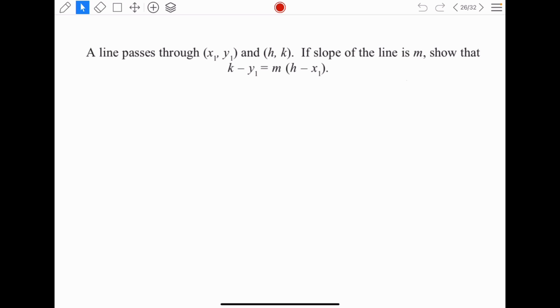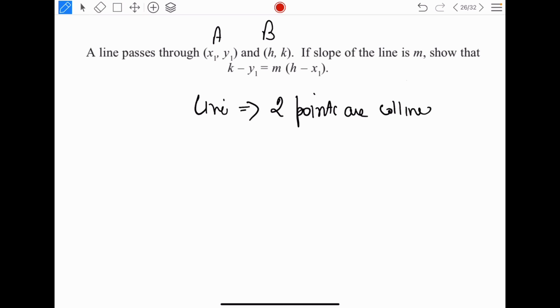Question. A line passes through 2 points, which you can take as A and B. If the slope of the line is m, show that k minus y1 is equal to m times h minus x1. Okay. How to do this? Line passing through 2 points means the 2 points are collinear, no? Then only the line will pass through 2 points. Points are collinear.